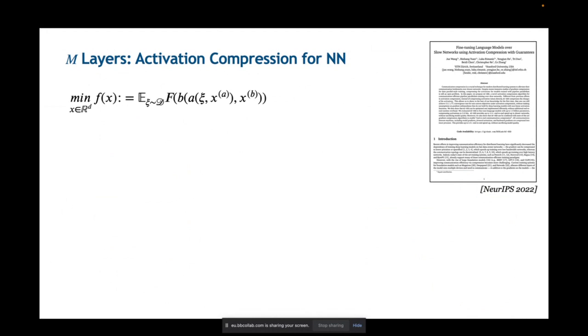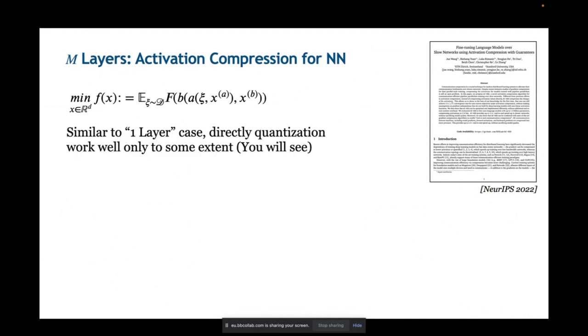You have two models, XA and XB, right? You put them together. So what can we do here? Again, if you just compress your activation in the unbiased way, you will have a biased gradient. And that's something that you're able to see in practice. So that's very similar to the one layer case.